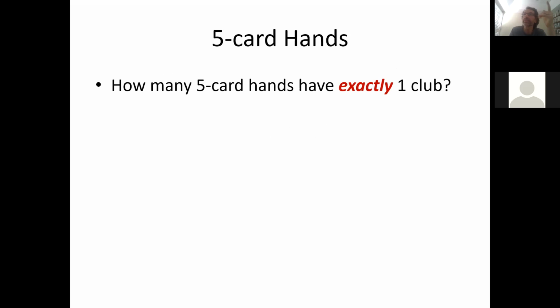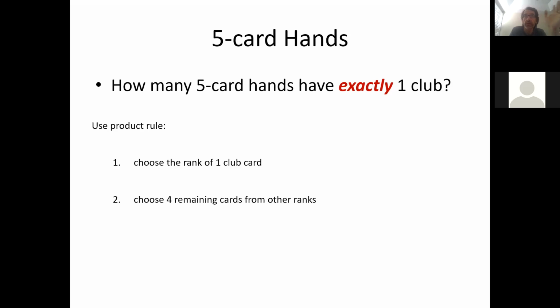So let's say you ask how many 5-card hands have exactly 1 club. Okay, that's easy. That's a case of what we've done before. Choose the rank of the club, 13 choices, and then choose the remaining 4 cards from the rest of the deck, which is that you remove all the clubs. So you only have 3 other suits now. 3 times 13, choose 4 cards. Okay, so far so good.